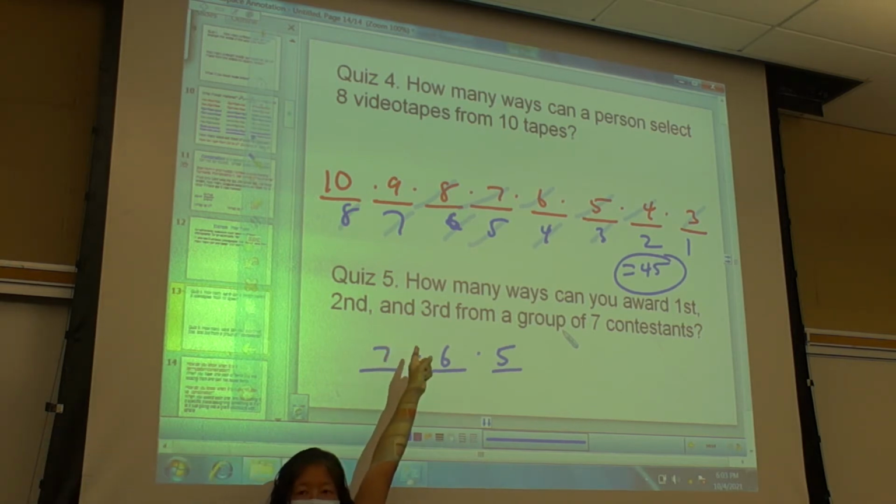Does order matter here? Yes. Does it matter when you come in first or second? Yes. Yes, order matters. You're done. Just multiply them. That's it. That's not chaotic. Okay. 210.